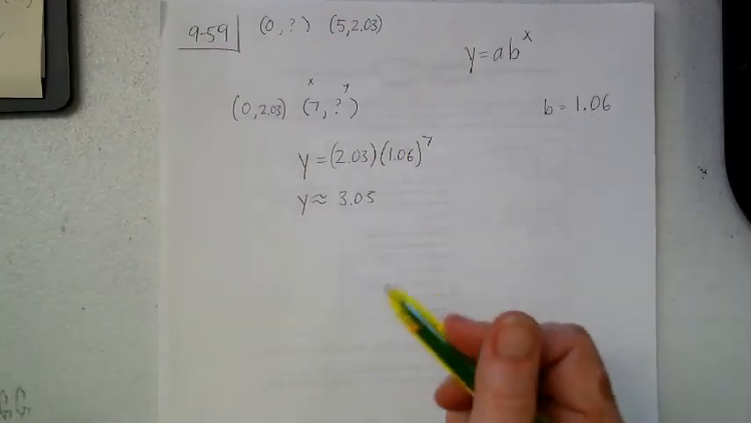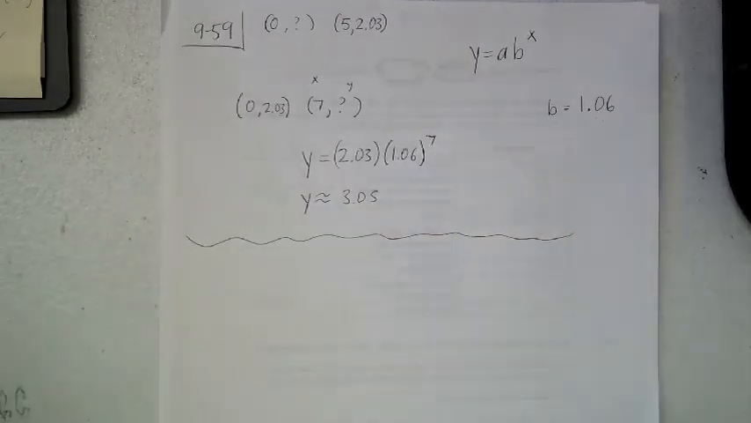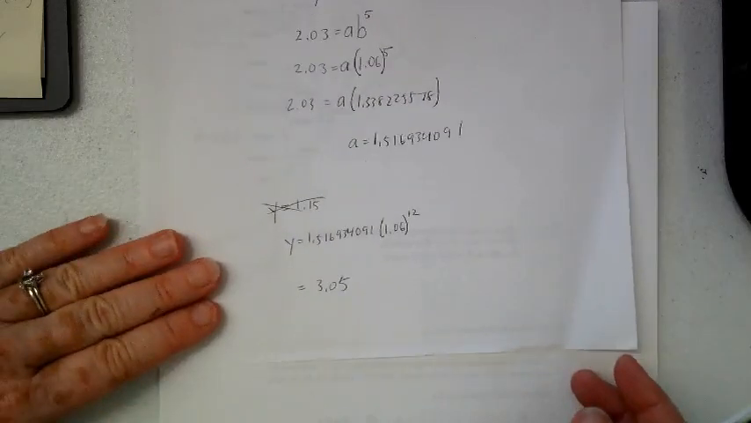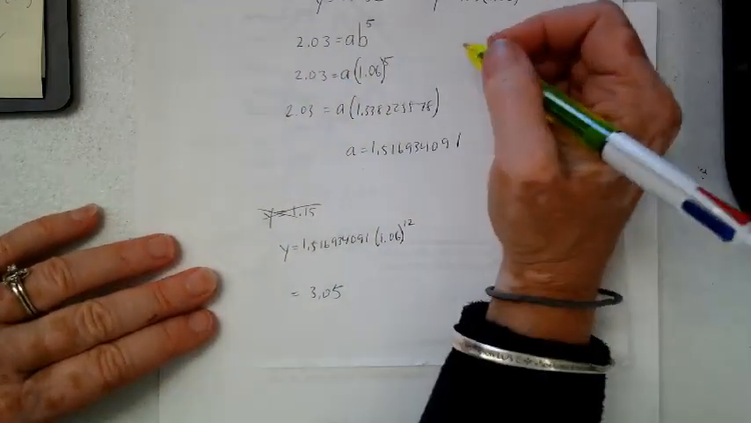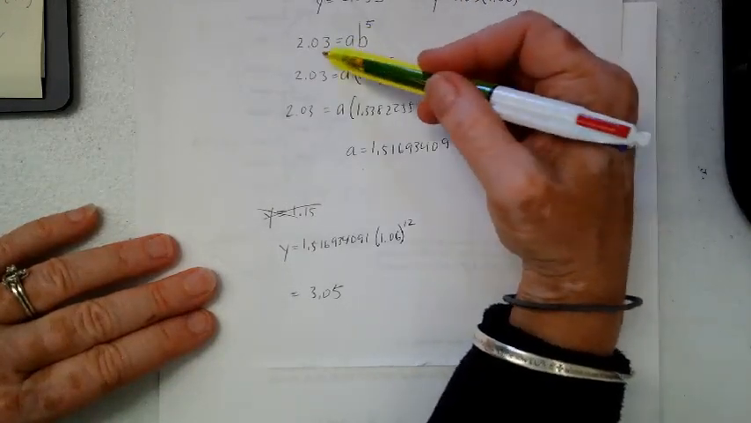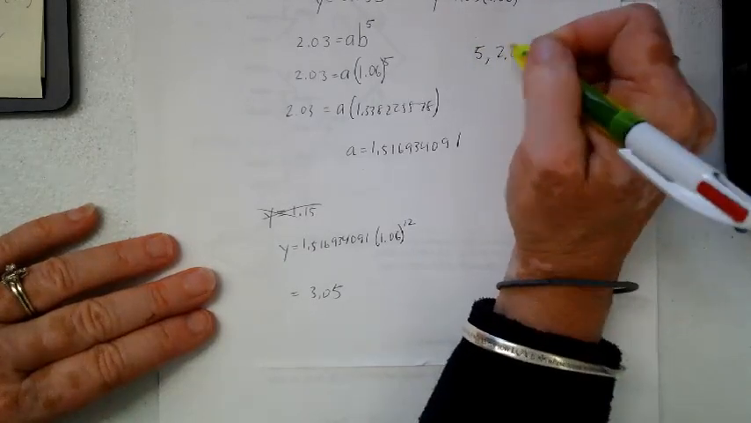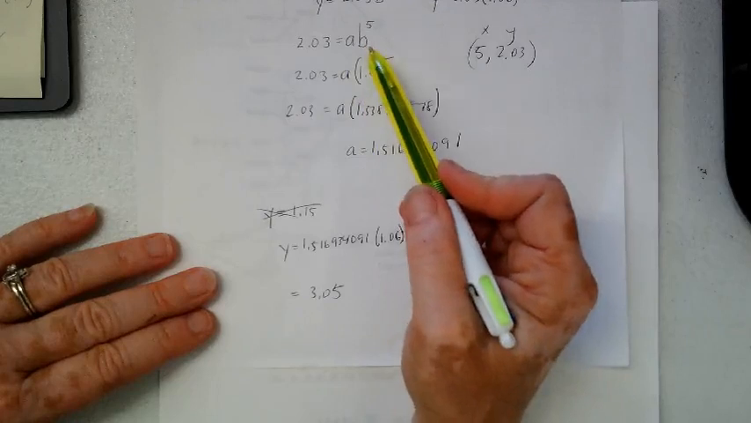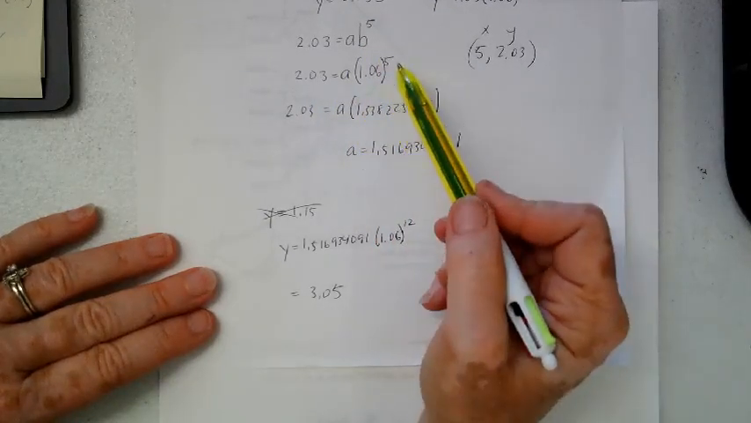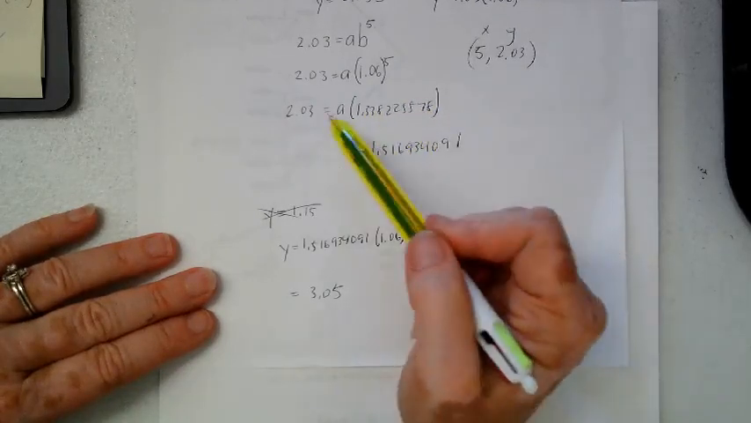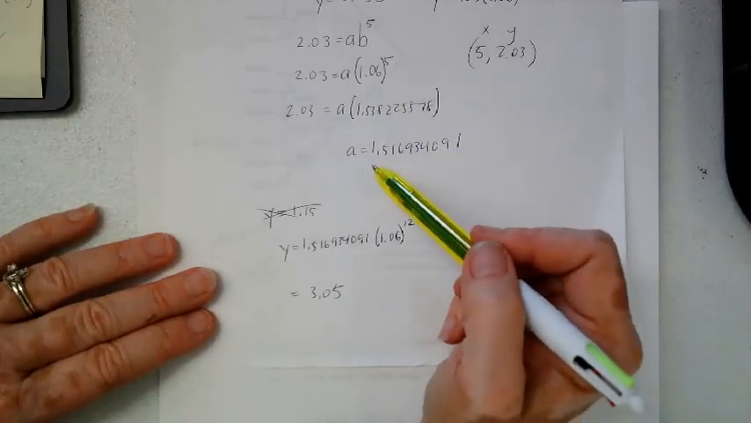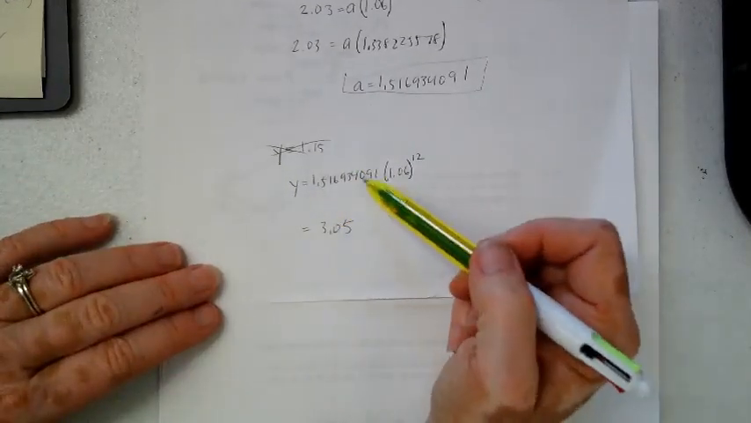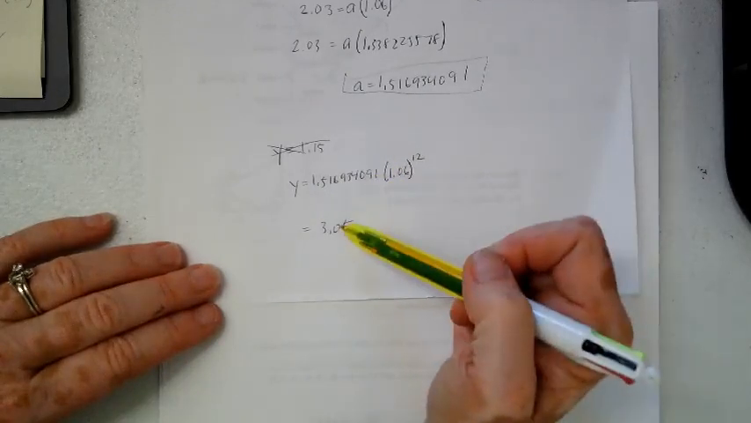The other way, if you didn't do it this way, is I thought of it like this. In the 5th year, it was $2.03. So I put that in for Y, and then I wanted to solve for A. I knew what B was, so I did it like this. And then when I raised 1.06 to the 5th power, I got that. And then I divided 2.03 by that. And I got my number for A. And I just kept that in my calculator, and then I went y equals A times B to the 12th. And it did come out to be about 3.05.